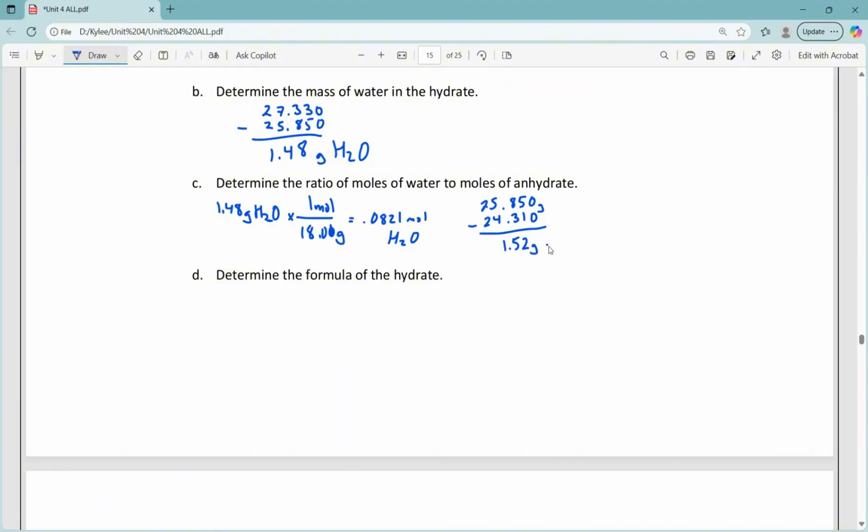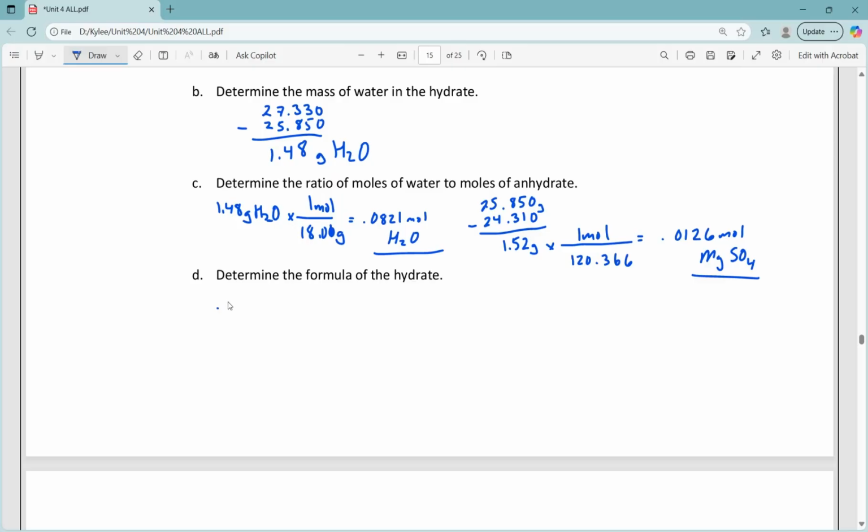Just like I did previously, I'm going to convert that into moles using the molar mass of MgSO4, which is 120.366, and that's equivalent to 1 mole. And that gives me 0.0126 moles of MgSO4. So that would be the mole ratio of water to anhydrate. And so that's where my bottom part comes from.